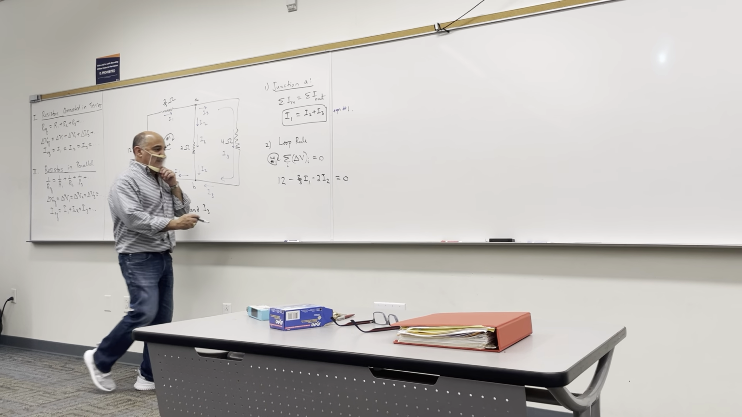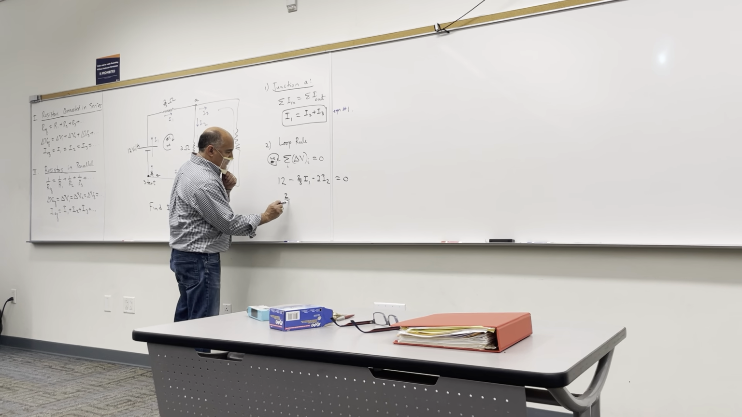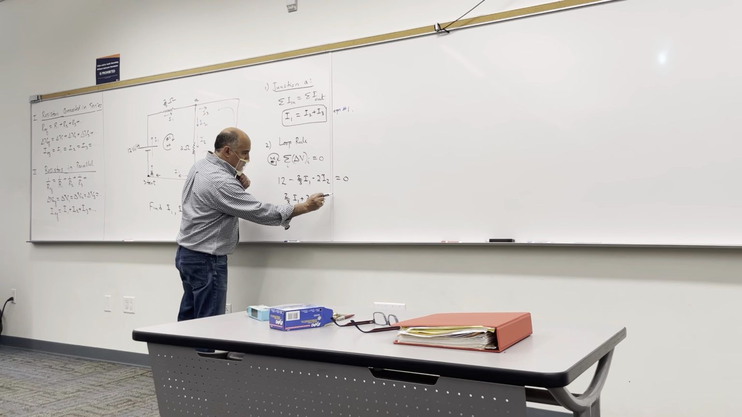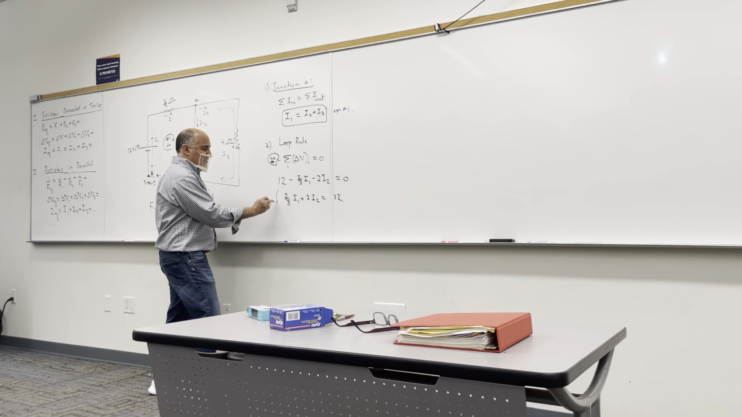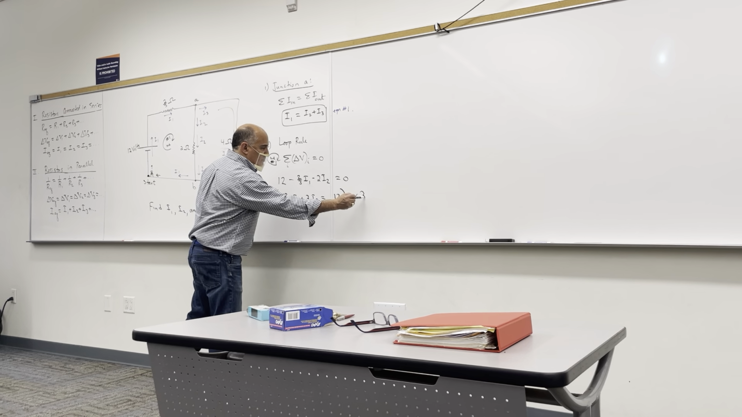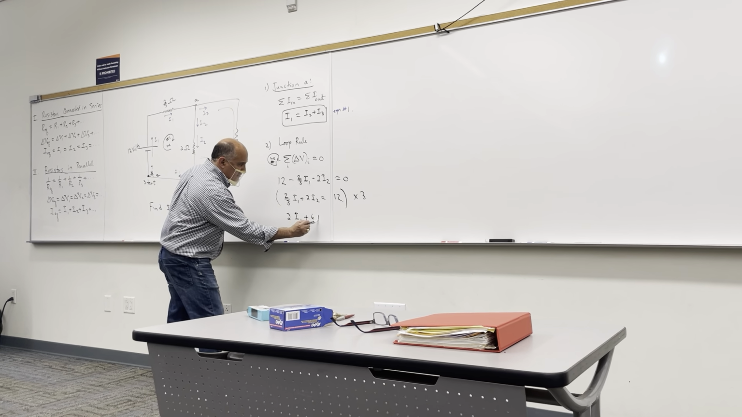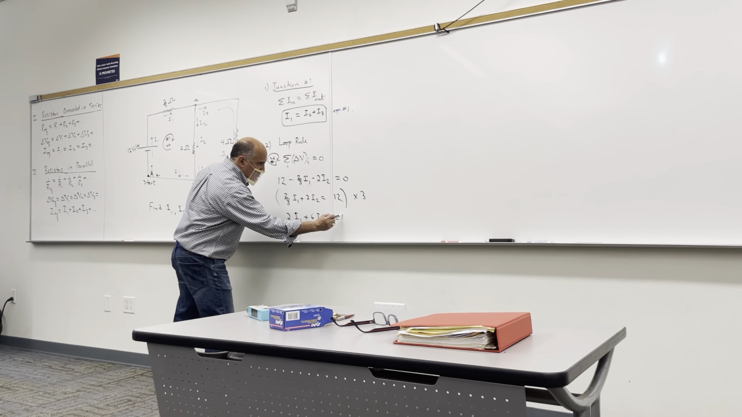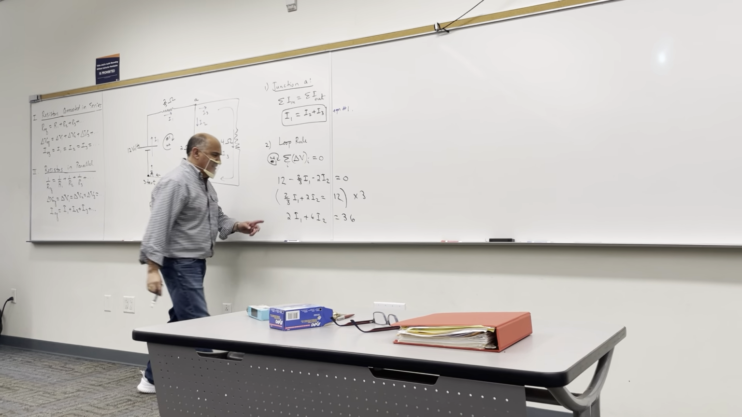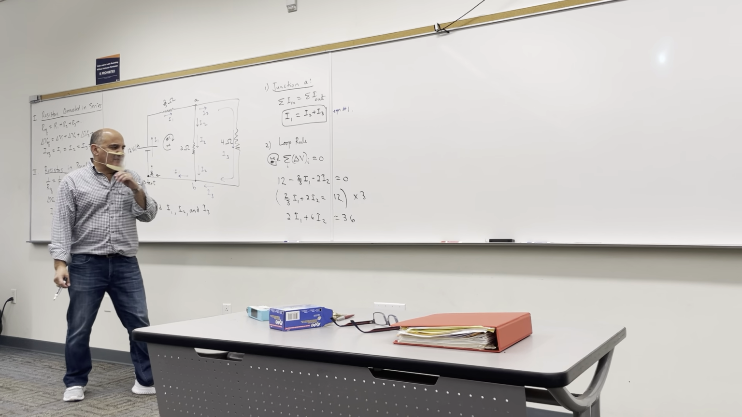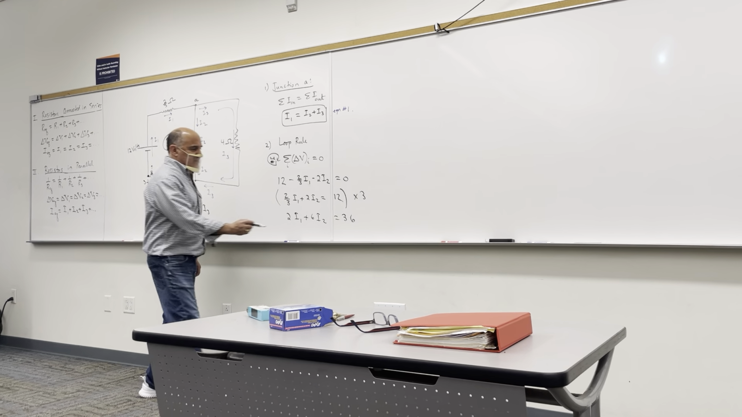Now let me clean this up a little bit. This would be 2/3 I1 plus 2 I2 equals 12. I don't like that third over there. So what if I multiply the whole equation by 3? So I'm going to get 2 I1 plus 6 I2 equals 36. And I can see that all the coefficients are even, and the right hand side is even. So what if I divide by 2?